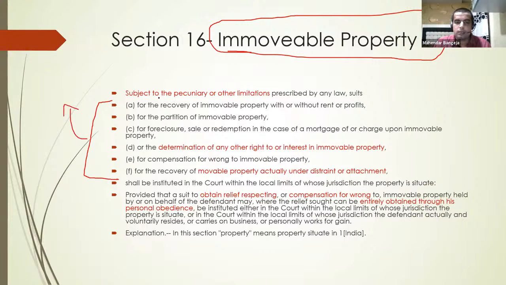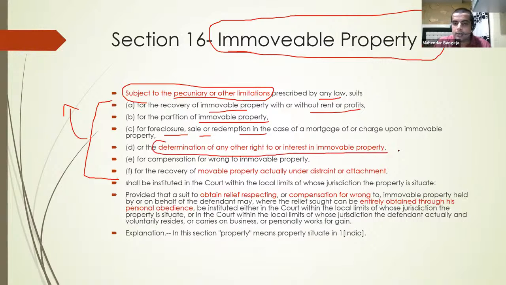The first case starts with: subject to the pecuniary and other limitations prescribed by any law, suits for the recovery of immovable property with or without rent or profits, for the partition of immovable property, for foreclosure, sale or redemption in the case of a mortgage of or charge upon immovable property, or for the determination of any other right to or interest in immovable property. Now, this is an important point. I'll explain this later.